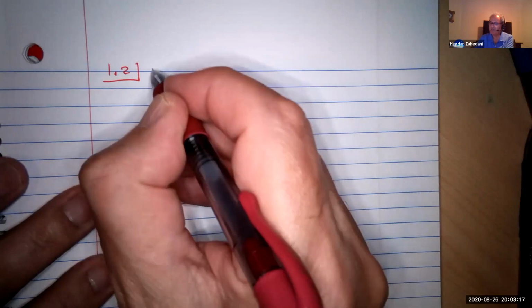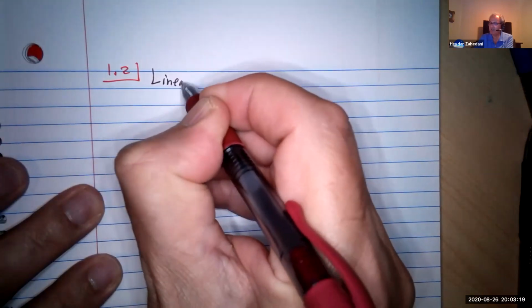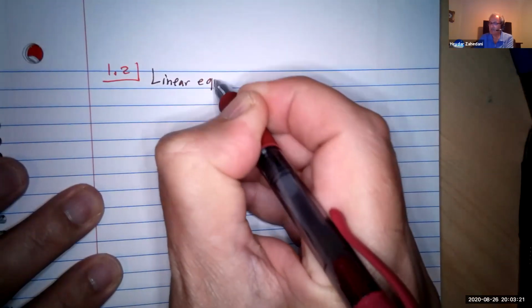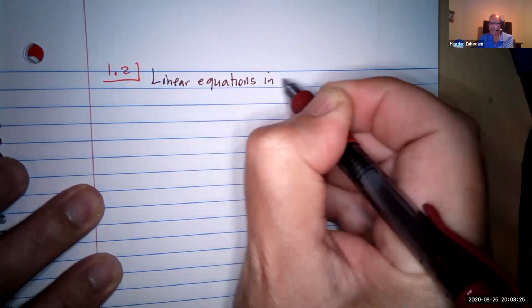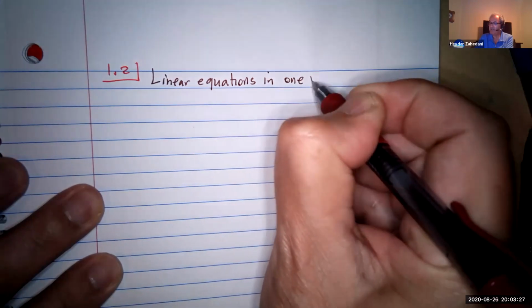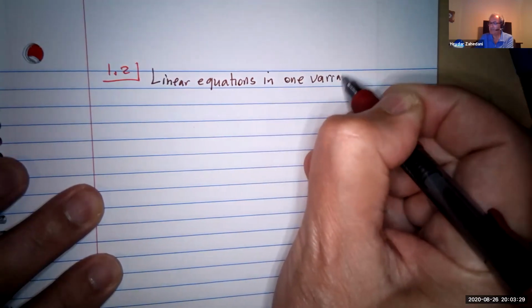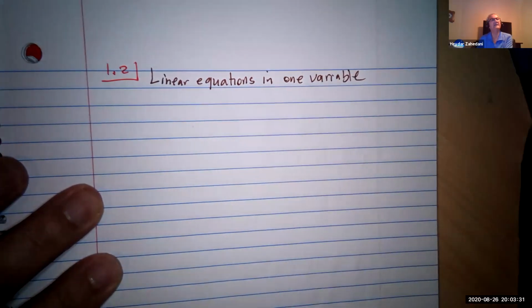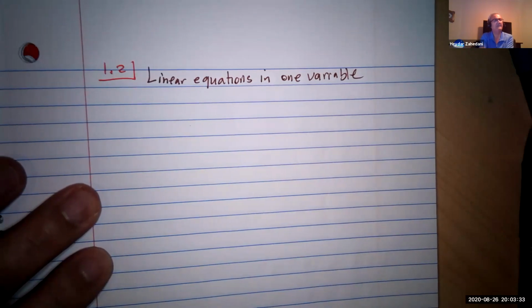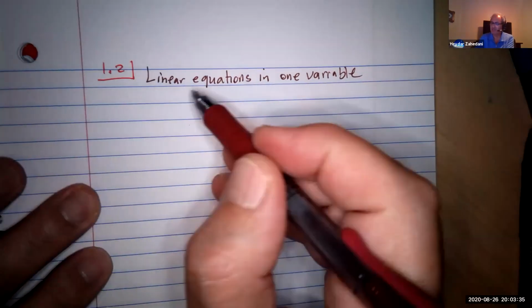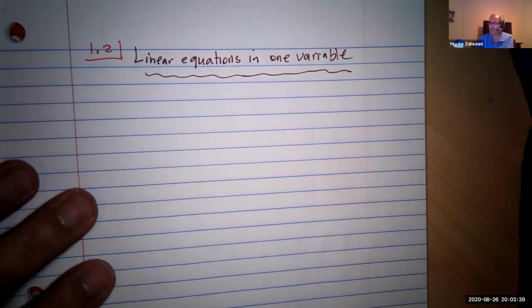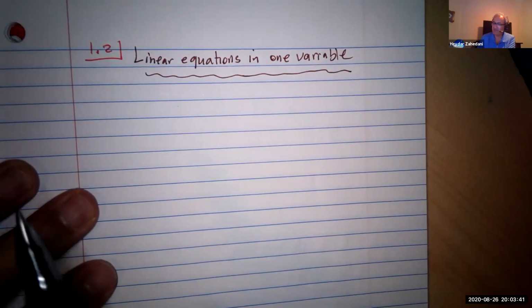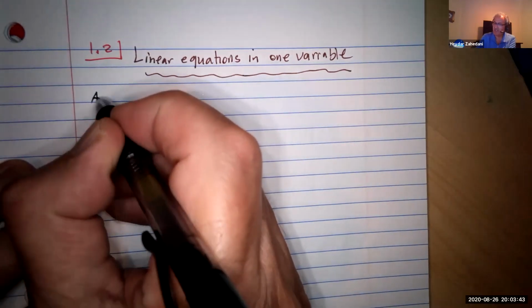1.2, we are going to talk about linear equations. Okay, linear equations in one variable. We're going to have later linear equations in two variables, which is going to be more interesting. So I just remind you what type of equation we're going to have. This is it, an equation.